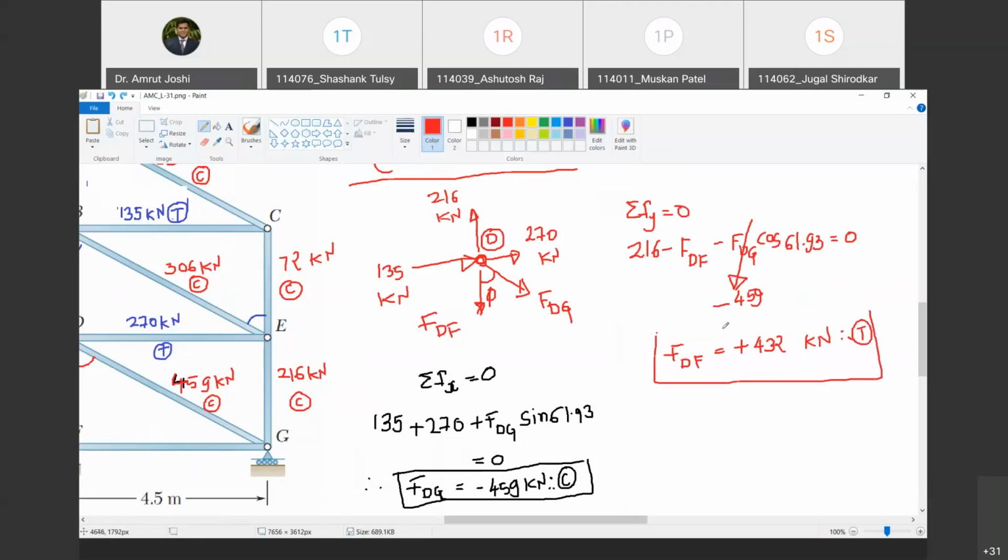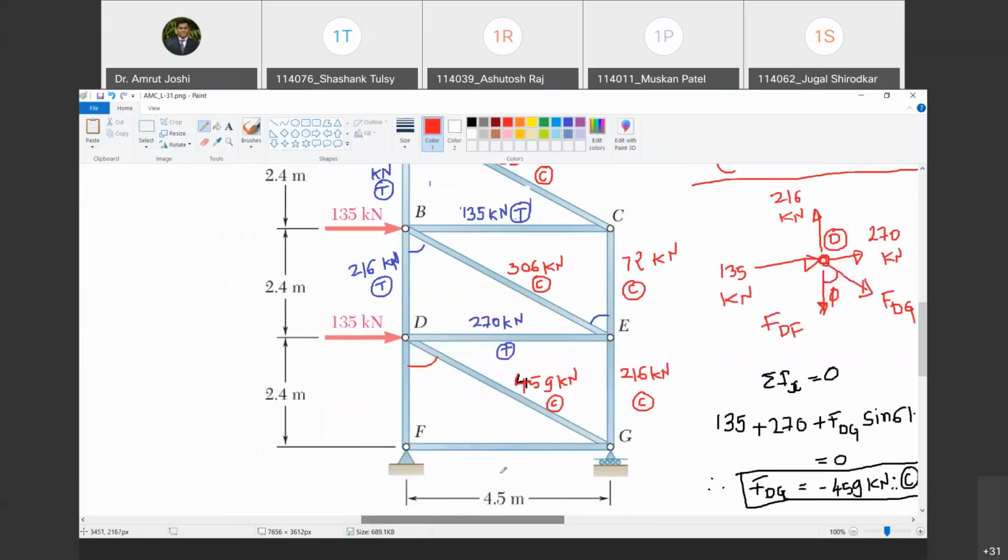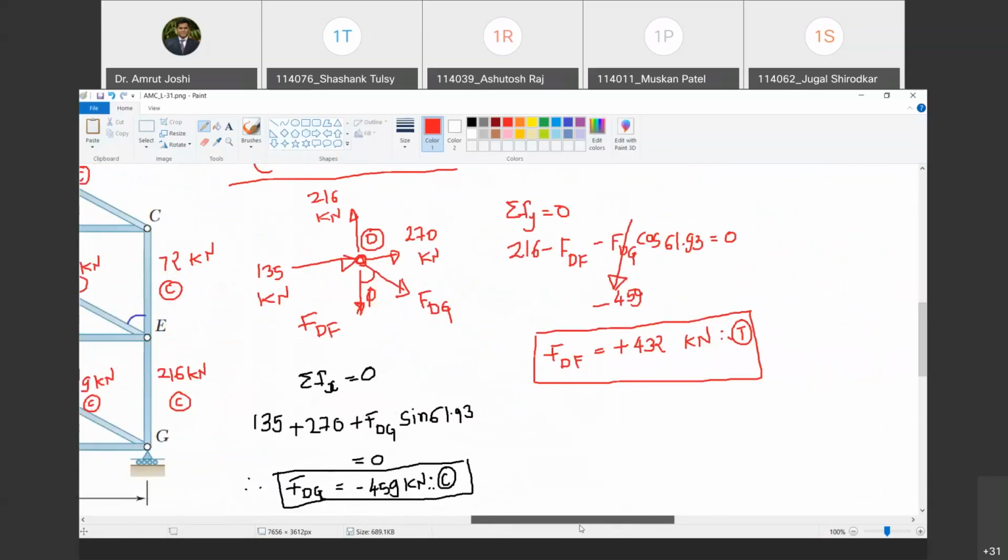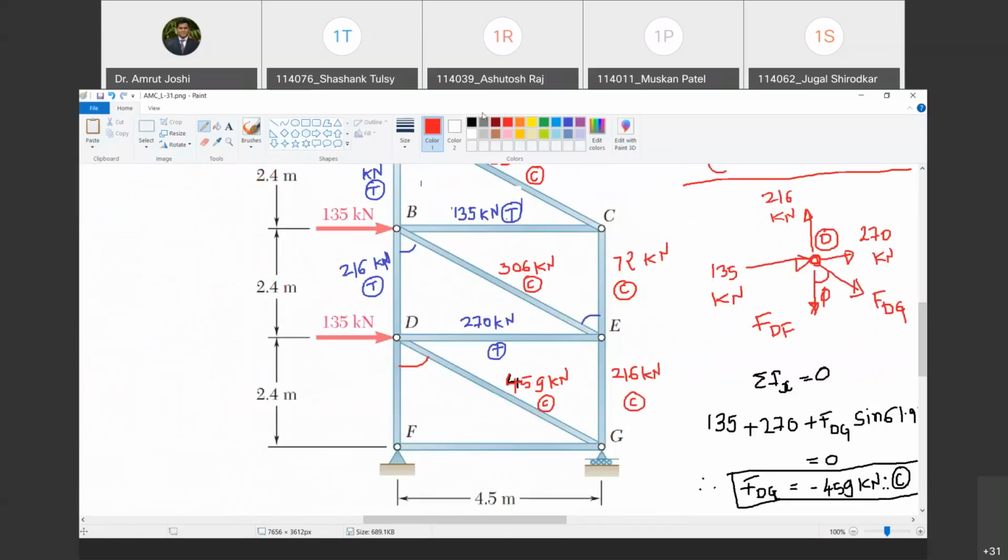So let me now write down this FDF value here. How much did it come? 432, and tensile. So I will write it in blue. 432 kilonewton tensile. Happy? Yes, sir. So now what is remaining? You have now only one force remaining, and that is in which member? That is in member FG. So should I draw free body diagram of G or should I draw free body diagram of F? Any. Anything will be okay. Do you agree with me?